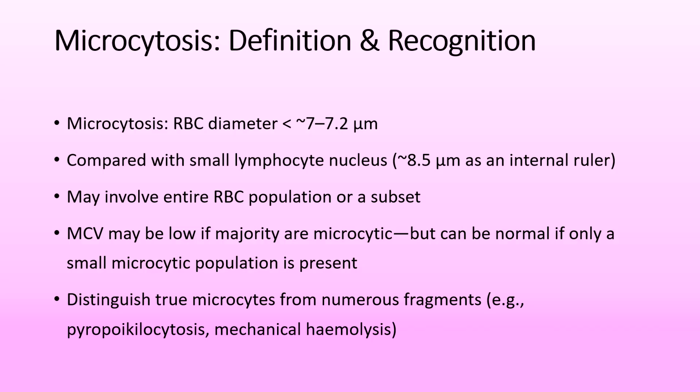Microcytosis is a morphological term used when the RBCs appear smaller. The size of the lymphocyte nucleus is your built-in stage micrometer. If any cell is smaller than the nucleus of a small lymphocyte, then it is considered to be microcytic. If most cells are small, then the MCV falls. But if only a small subpopulation is small, then the MCV may remain within the normal range, so you cannot rely only on the MCV. You have to look at the red cell distribution width also. Also, be cautious not to misinterpret red cell fragments in conditions like hereditary pyropoikilocytosis or mechanical hemolysis as true microcytes.